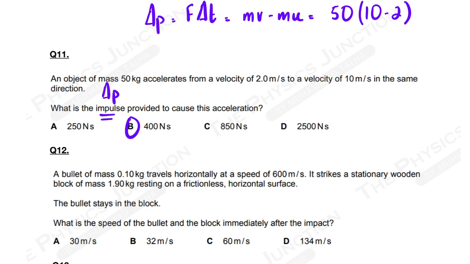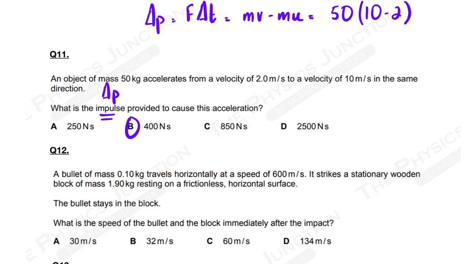A bullet of mass 0.1 kg travels horizontally at a speed of 600 meters per second, striking a stationary wooden block of mass 1.9 kg resting on a frictionless surface. The bullet stays in the block. What is the speed of the bullet and the block immediately after impact? So again, you might have guessed, this is an example of a sticky collision where two objects become one after the collision because the bullet becomes embedded in the block.